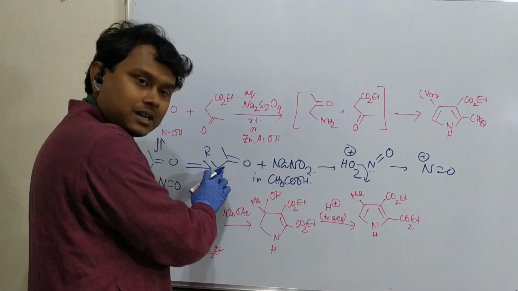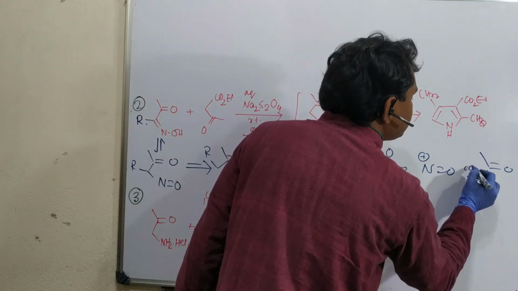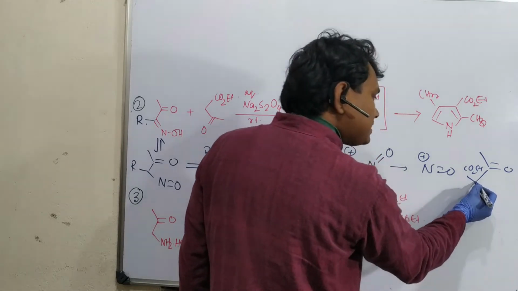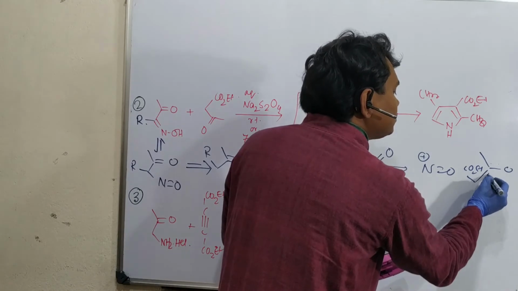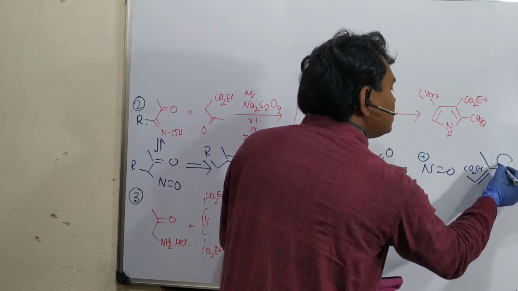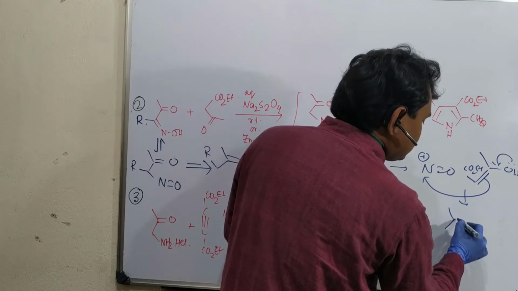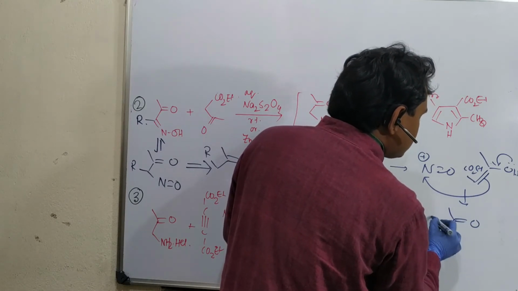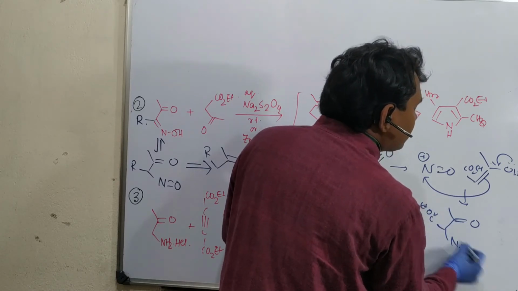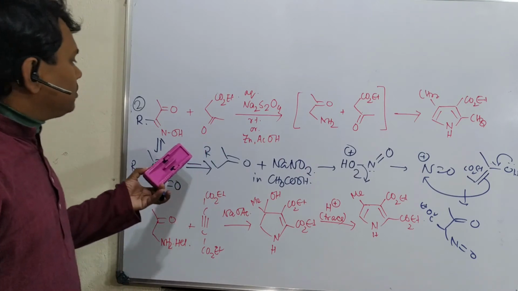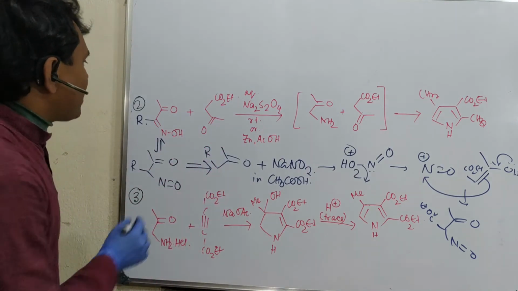For example, if we take an active methylene group, for example CO2Et. Under acidic condition, it will not remain in this form, it will be in enol form. So this is the OH. So it will push and it will attack. So in this way it will result in this double bond O, CO2Et and N double bond O. So that is the overall mechanism for the preparation of this nitroso derivative.